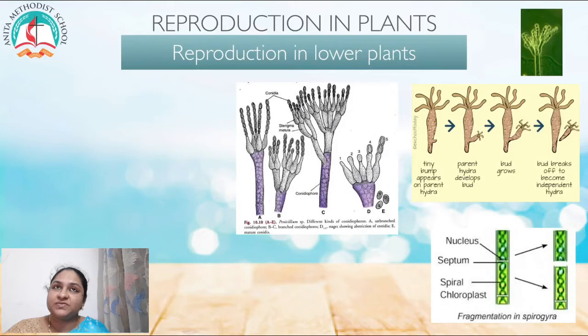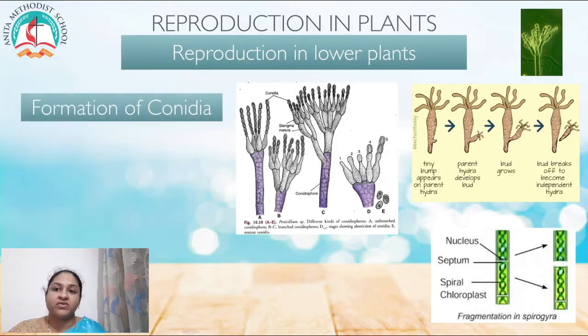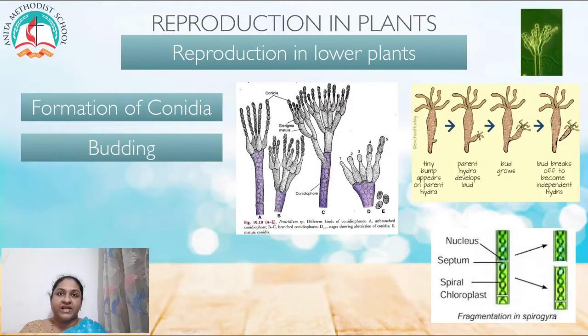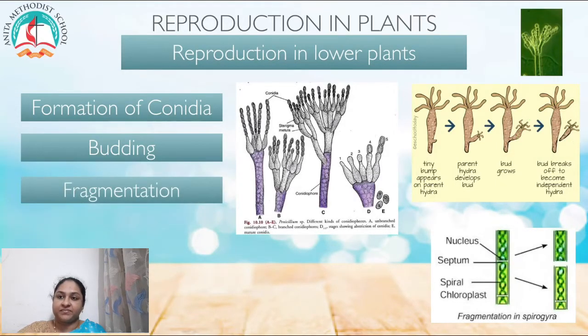In reproduction in lower plants, we have the formation of conidia. Conidia are asexually produced spores that are borne externally to the cells that produce them. As you can see here, an example is Penicillium. Then we have budding. In Hydra, you have the picture here, showing how the bud is detached from the parent. And then we learn about fragmentation. Look at the example there for fragmentation in Spirogyra.